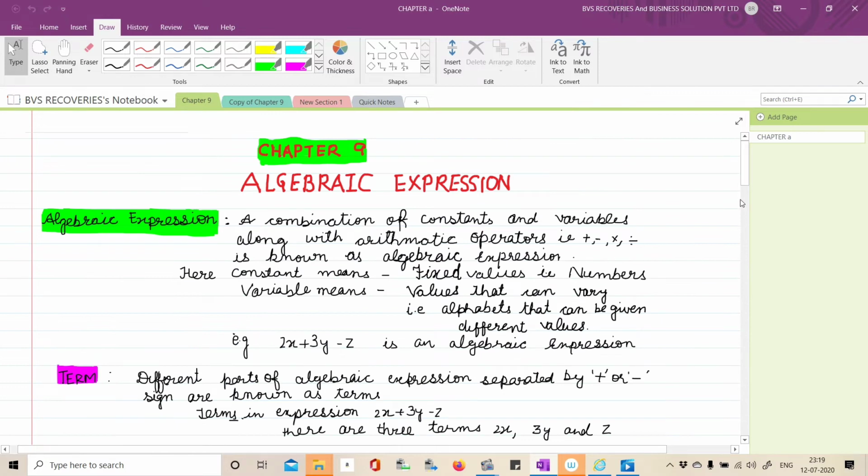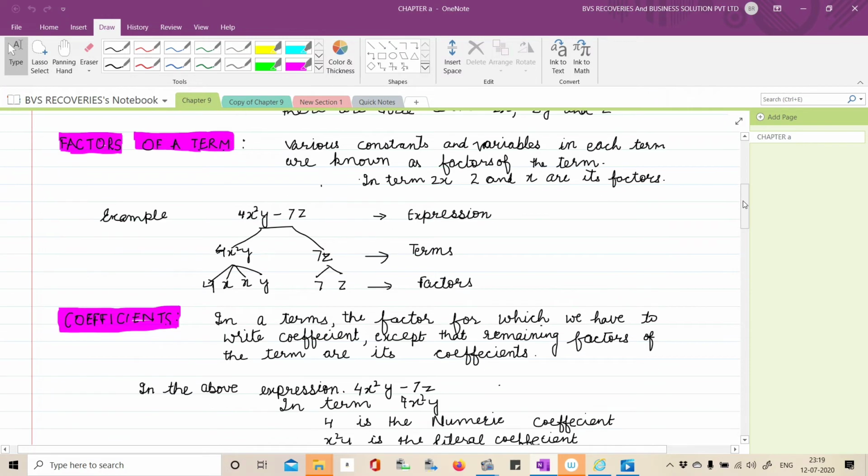Then we have factors of a term. What are factors of a term? Various constants and variables in each term are known as factors of the term. Now, if we take this as an example, 4x square y minus 7z, what is it? This is an expression. Now, this expression has two terms. What are these terms? 4x square y and 7z. These are the terms of it.